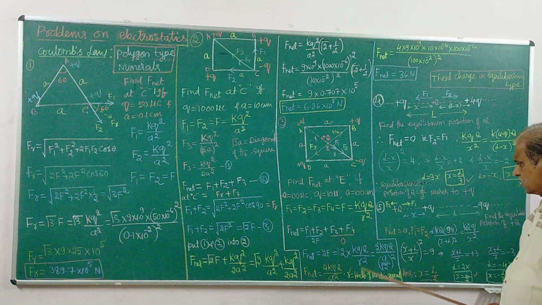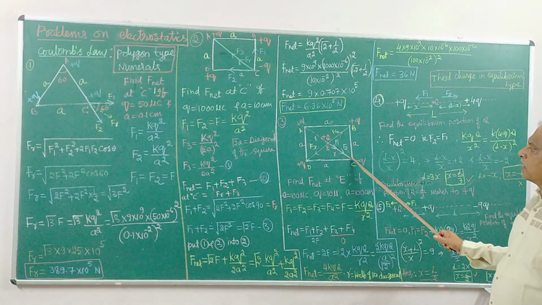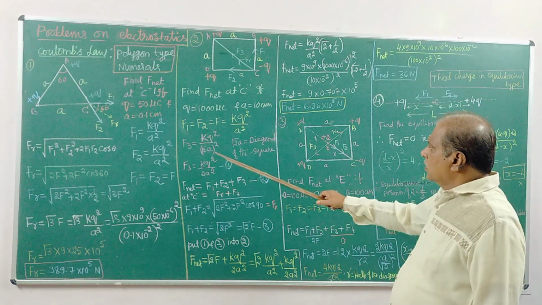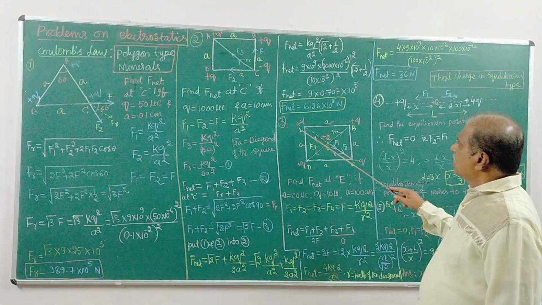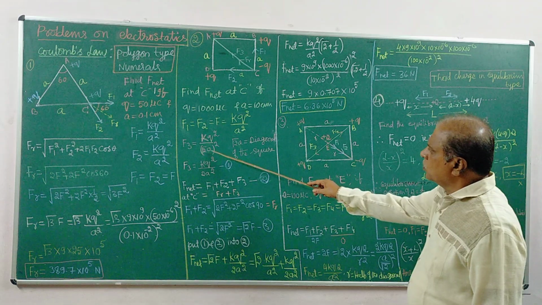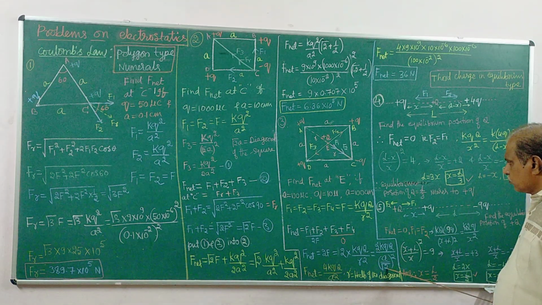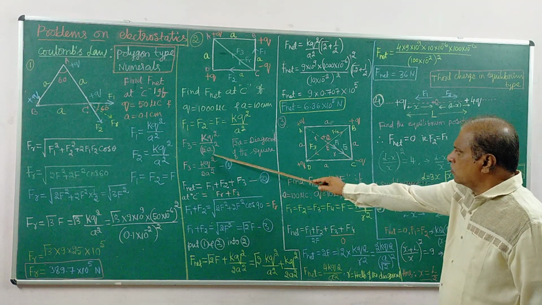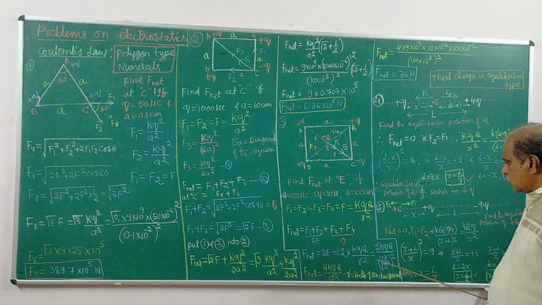So kQq by, what is R? R is half of the diagonal. What is the diagonal? Recall that root 2 a is the diagonal of the square. Half means root 2 a by 2. It is the same as a by root 2. Root 2 a by 2 is equal to a by root 2. So R is equal to a by root 2.